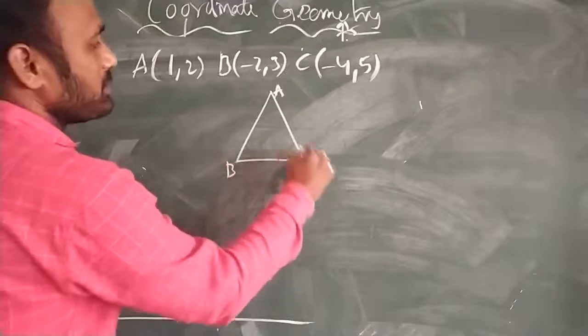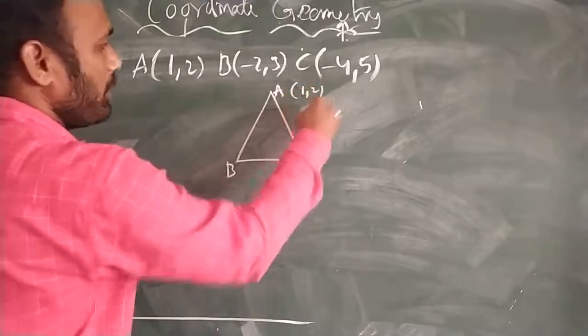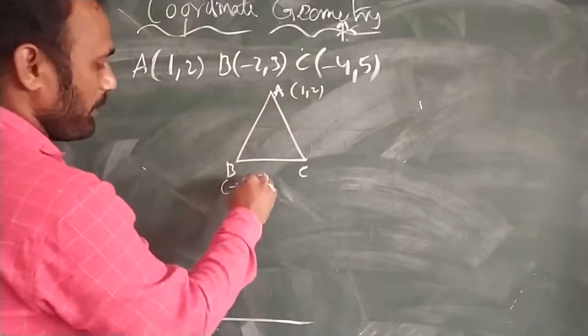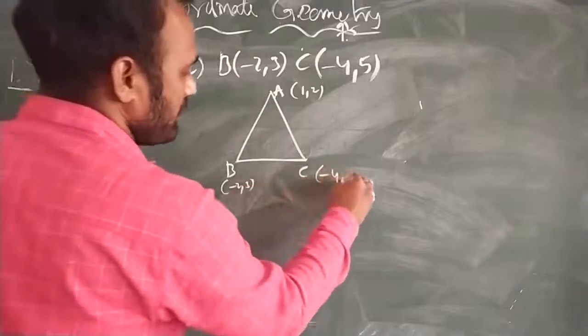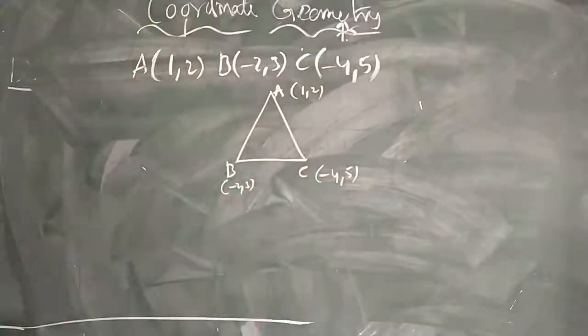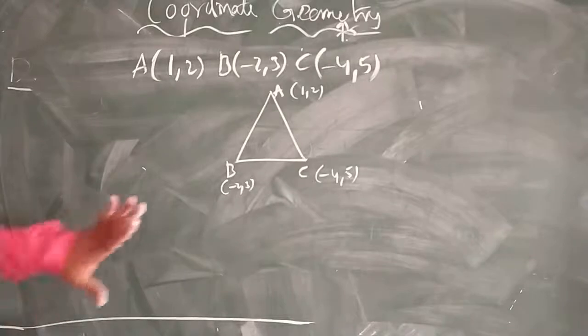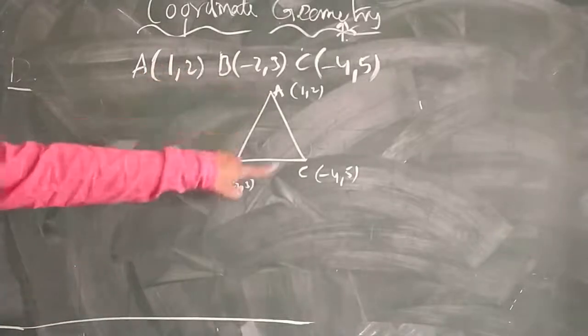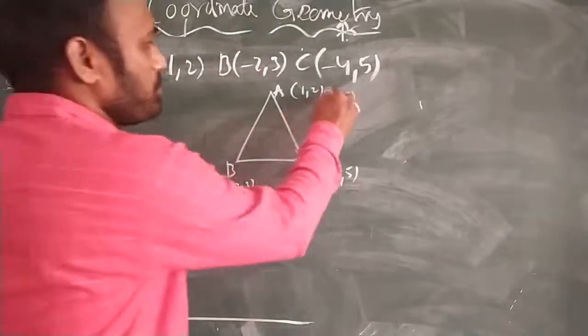A, B, C. The coordinates of A are 1 comma 2, the coordinates of B are minus 2 comma 3, and the coordinates of C are minus 4 comma 5. So if a triangle is there, we have some options we can choose.